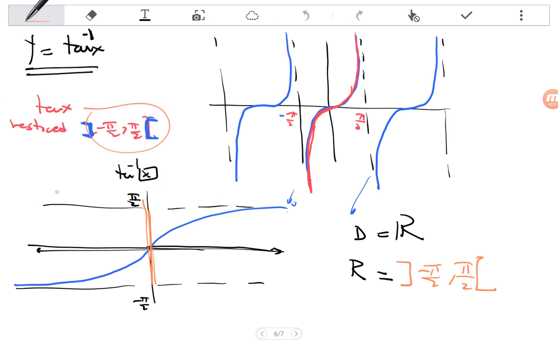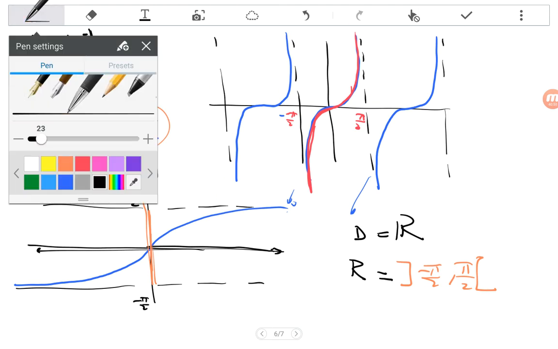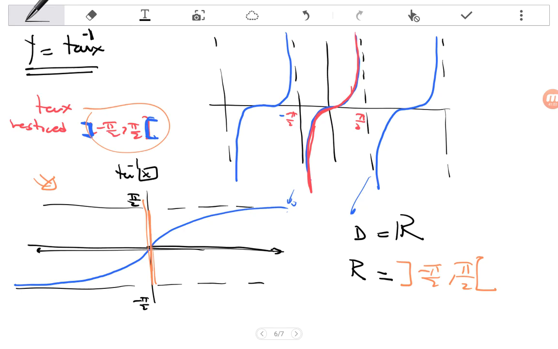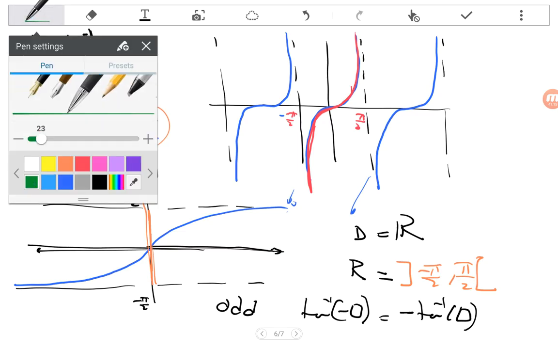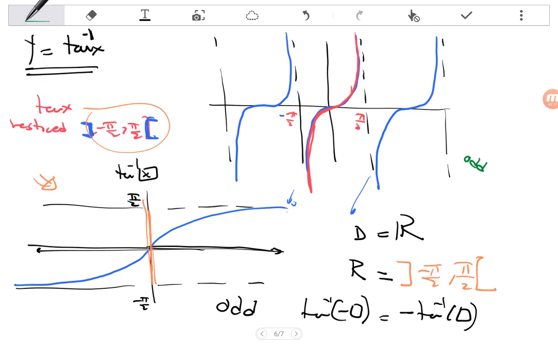What about the symmetry of this function? Is it even or odd? It is an odd function. So tan inverse of negative of any value will be negative of tan inverse of that value. And there is a general rule: the inverse of an odd function is an odd function. So a restricted tan is an odd function, so its inverse will also be an odd function.